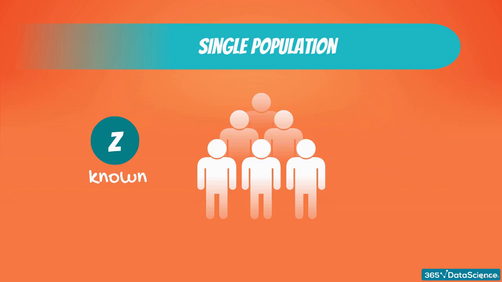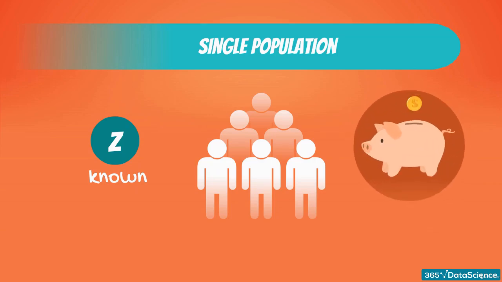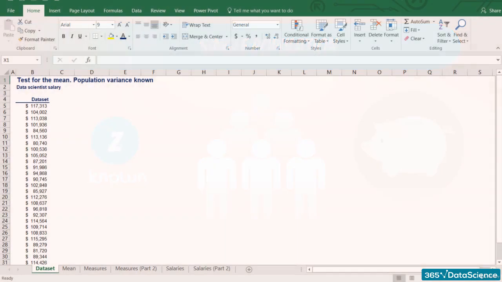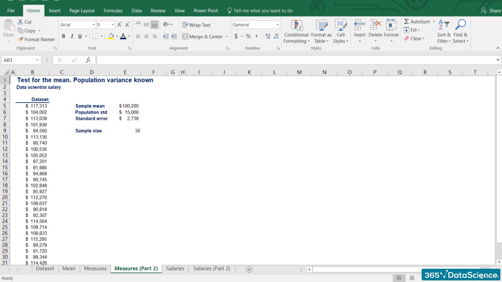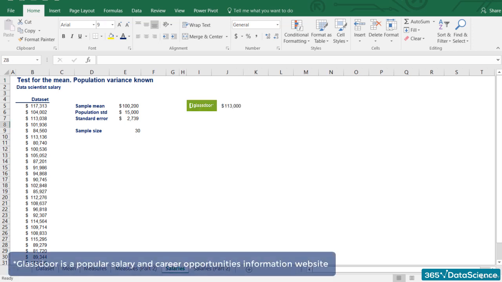For this test, we will use our good old data scientist salary example. Here's the data set one more time. By now, I hope you are able to calculate the sample mean. It is $100,200. The population variance is known, and its standard deviation is equal to $15,000. Moreover, the sample size is 30. However, you saw that according to Glassdoor, the popular salary information website, the mean data scientist salary is $113,000.